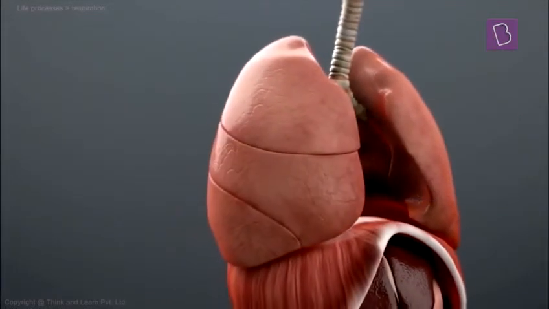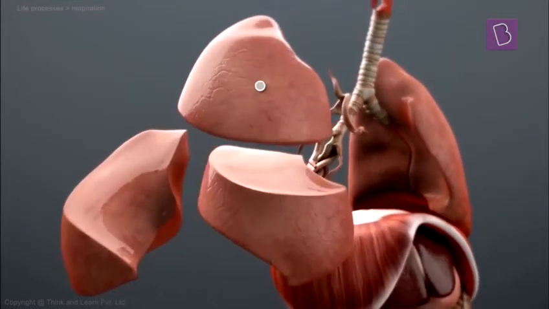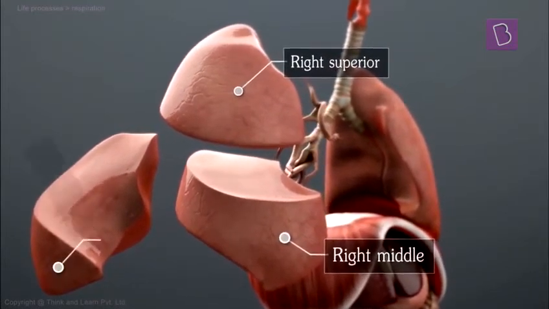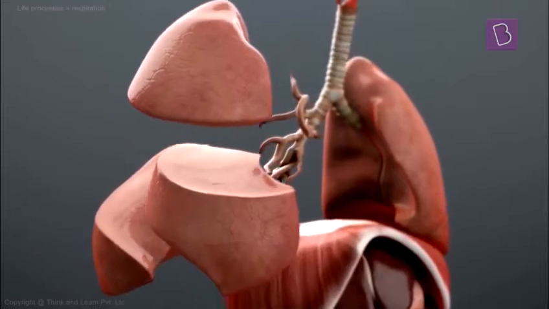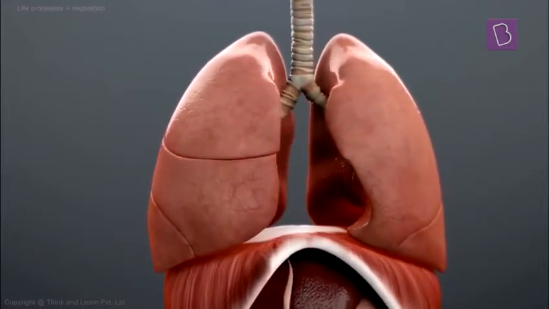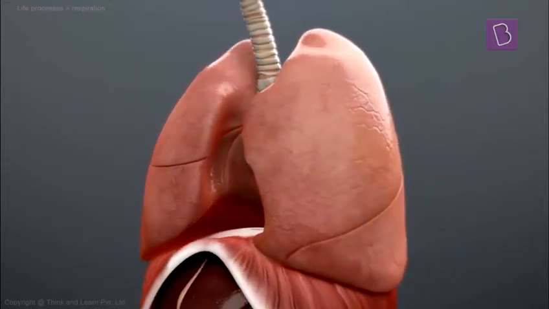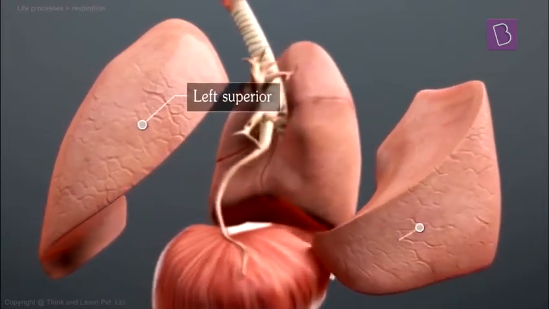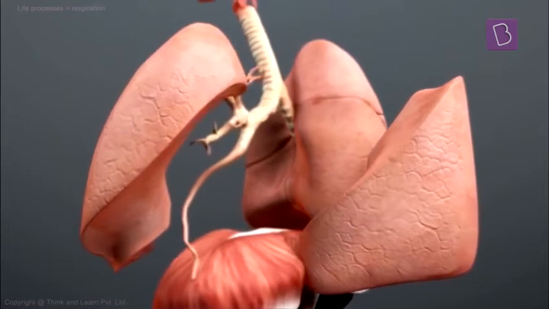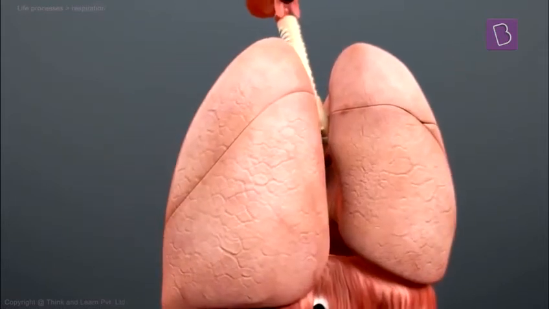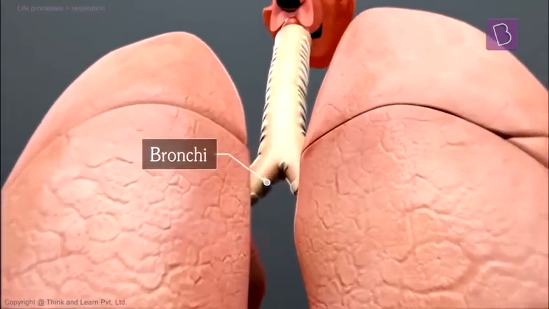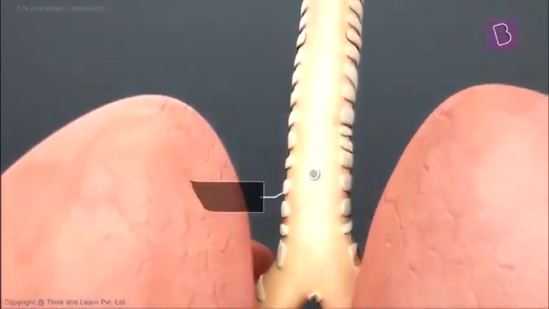The right lung is divided into 3 lobes: the right superior, the right middle, and the right inferior lobe. The left lung, which is smaller to accommodate the heart, has only 2 lobes: the left superior and the left inferior lobe. Both the lungs are associated externally with small tubular bronchi which unite and extend into the trachea.